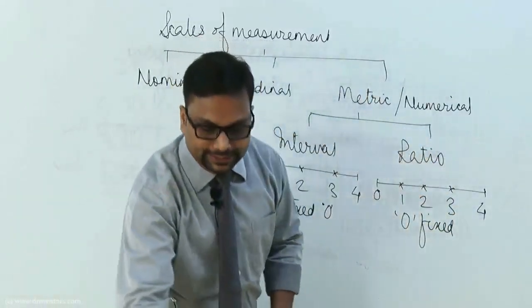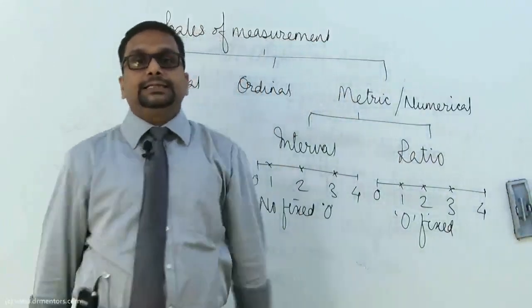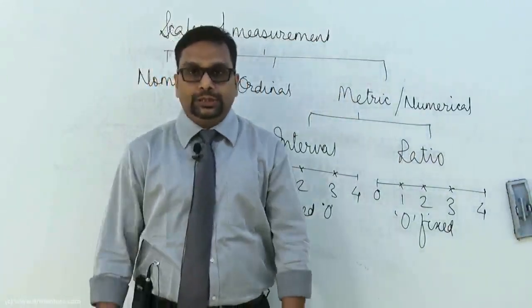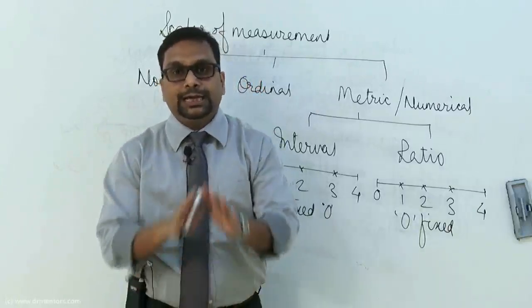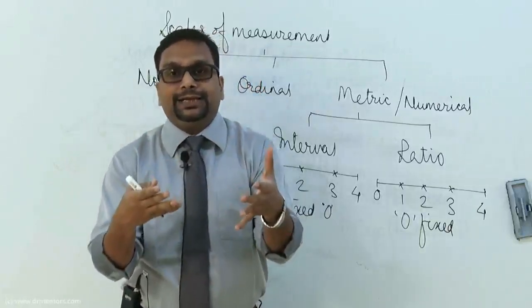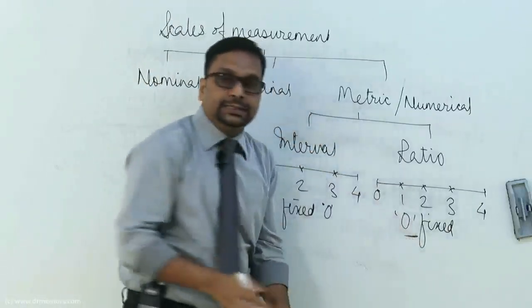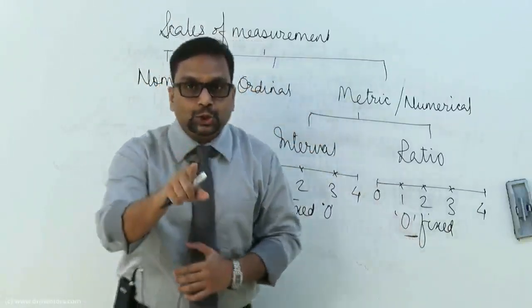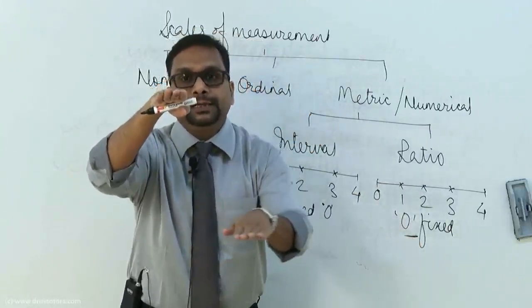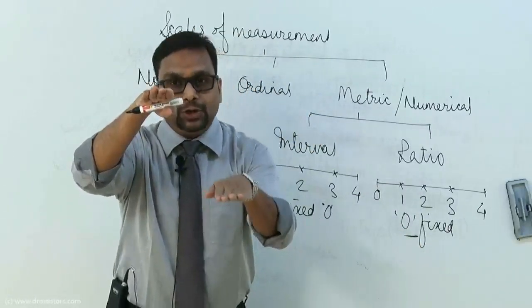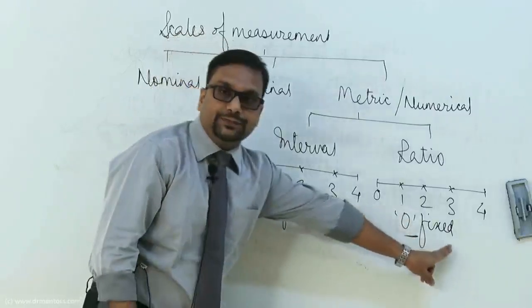Now what do you understand by this? Suppose I am making one statement: in this class, I am searching for one student whose height is 0 centimeter. Will you search for that student? Answer is no, because 0 centimeter height does not exist. And that is the meaning of 0 is fixed. It is fixed at nothing. And so a student whose height is 150 centimeters will look exactly double of 75 centimeters, because in both, 0 is fixed at nothing. So that is the meaning of 0 is fixed.